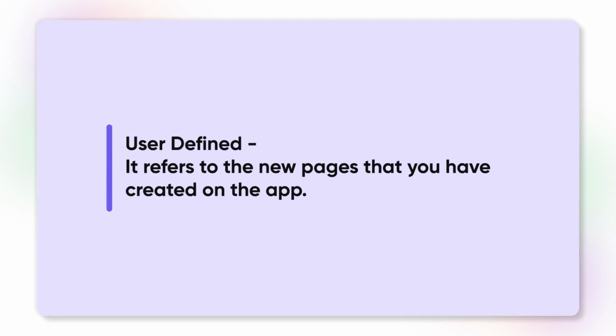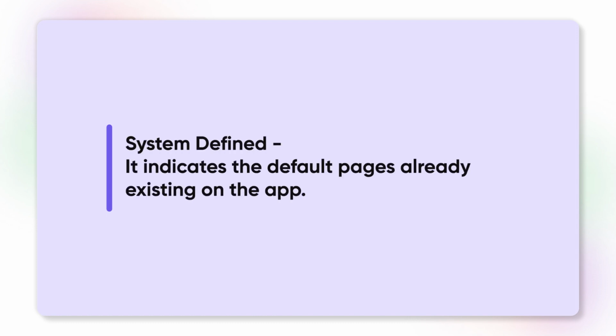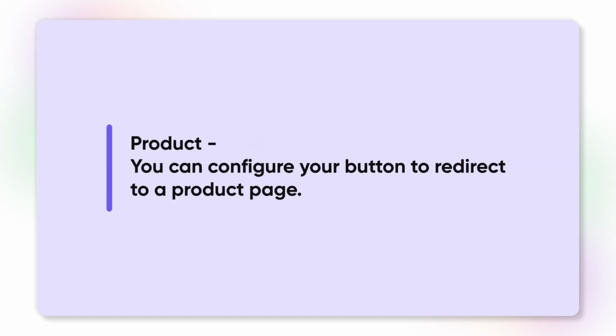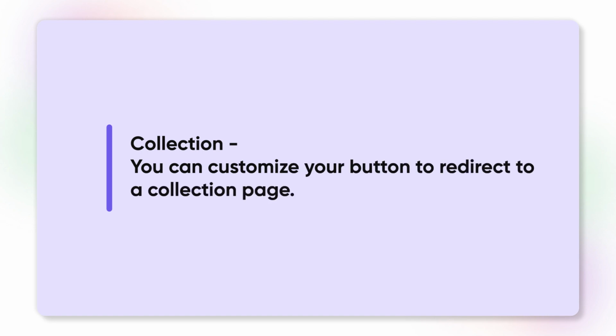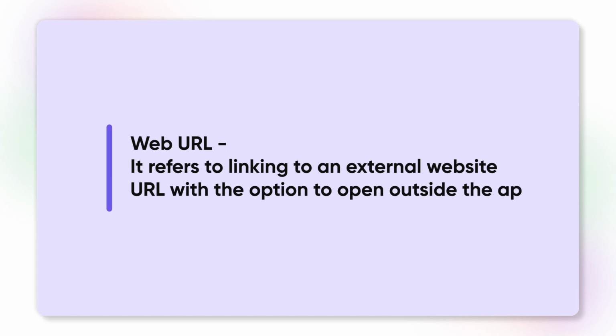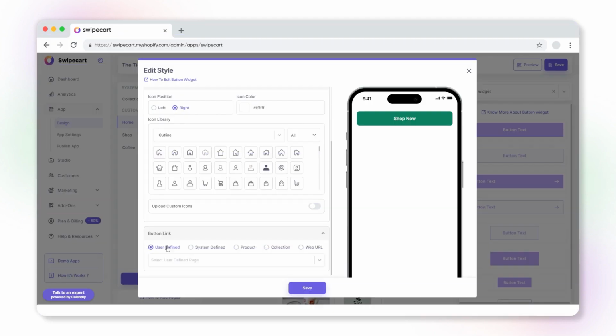User-defined, it refers to the new pages that you have created on the app. System-defined, it indicates the default pages already existing on the app. Product, you can configure your button to redirect to a product page. Collection, you can customize your button to redirect to a collection page. Web URL, it refers to linking to an external website URL with the option to open outside the app. Choose any one category and configure the destination link.